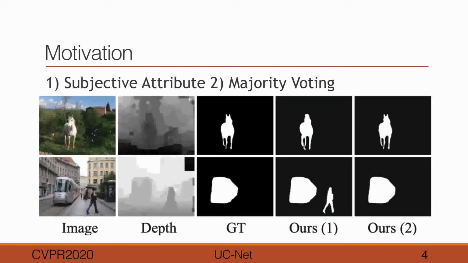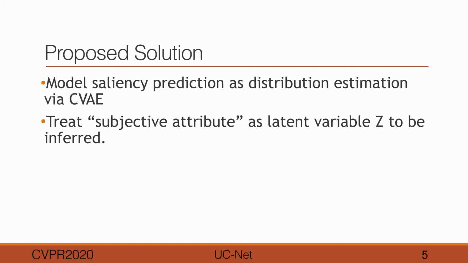The second one is majority voting, which is widely used in generating the training data for saliency detection, where multiple annotators are asked to label one image, and the final ground truth saliency map is obtained by defining the majority regions as being salient. Both of the motivations indicate that point estimation may not be the ideal solution for saliency detection. We intend to model saliency prediction as distribution estimation via conditional variational autoencoders, where the subjective attribute can be modeled as a latent variable.